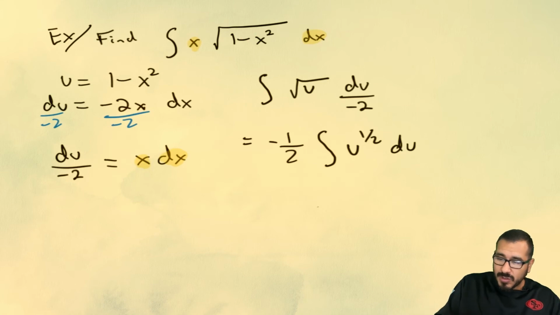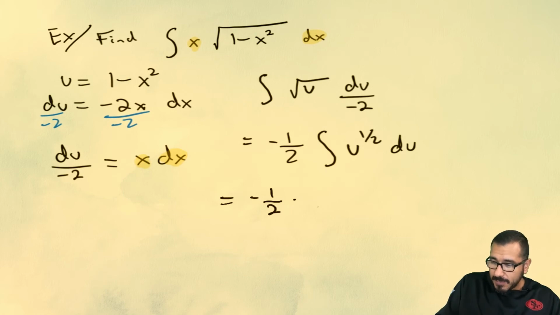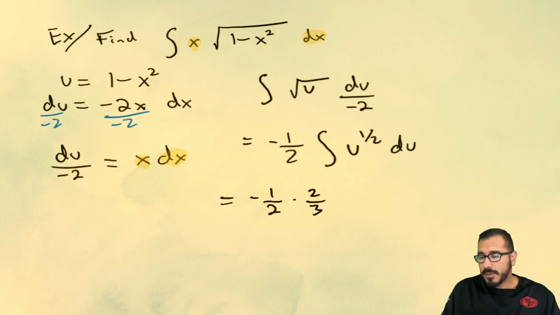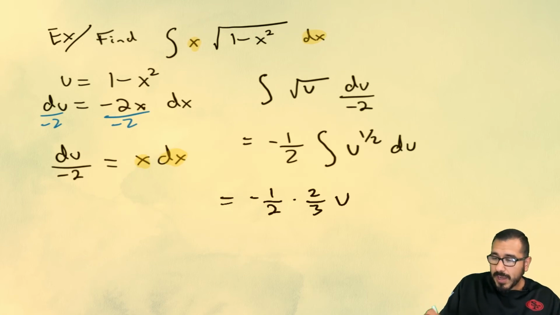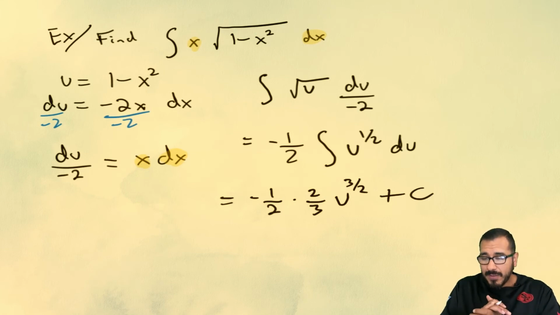So what are we left with? We're left with negative 1/2, and don't forget our power rule. We multiply that times 2/3, since we add 1 to our exponent, so we get 3/2 right there. And of course, don't forget to add our constant c. Now we've taken the antiderivative.